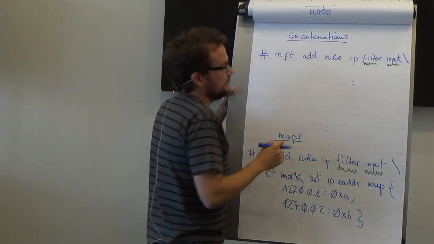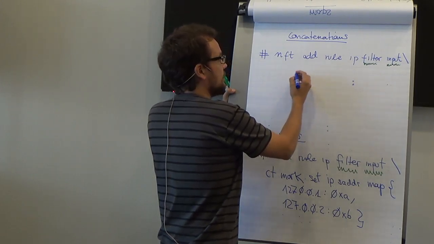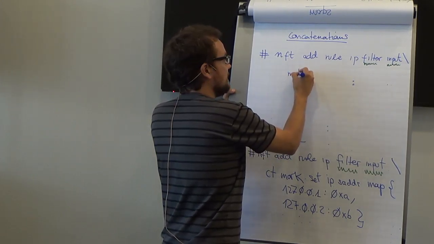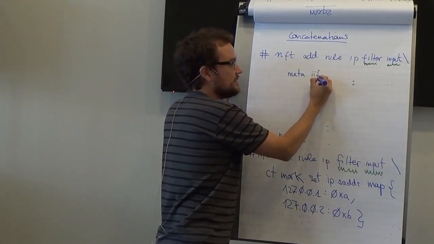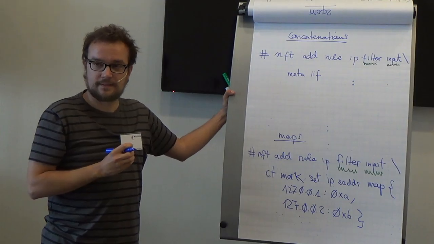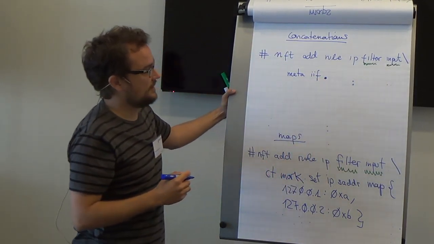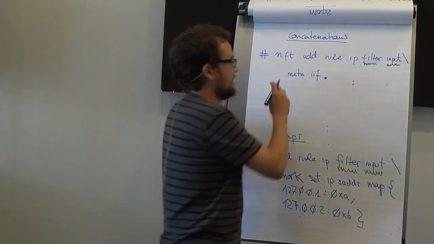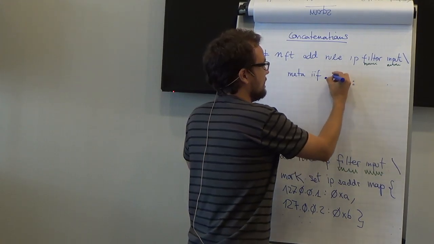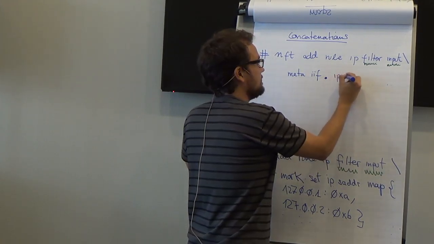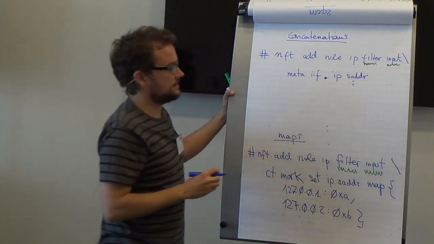Let's do this one. Based on meta iif, this is the input interface. Then we have a dot to indicate the concatenation, and this is going to be concatenated to another selector. We can use the IP source address.